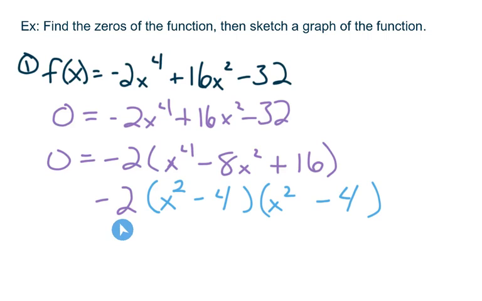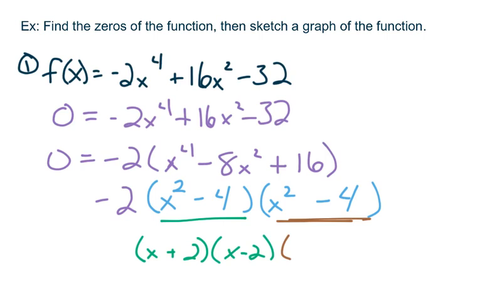Okay, so negative 2 is a monomial, can't be factored down any farther. X squared minus 4, let's see, x squared degree 2, that's a square. 4 is also a square. What I have here is a difference of squares. So this can be broken down into x, let's see, square root of 4 is 2, so x plus 2 and x minus 2. And what I hope you notice, let me switch colors here, is that x squared minus 4, it's the same thing. It's going to break down again. X plus 2 times x minus 2.